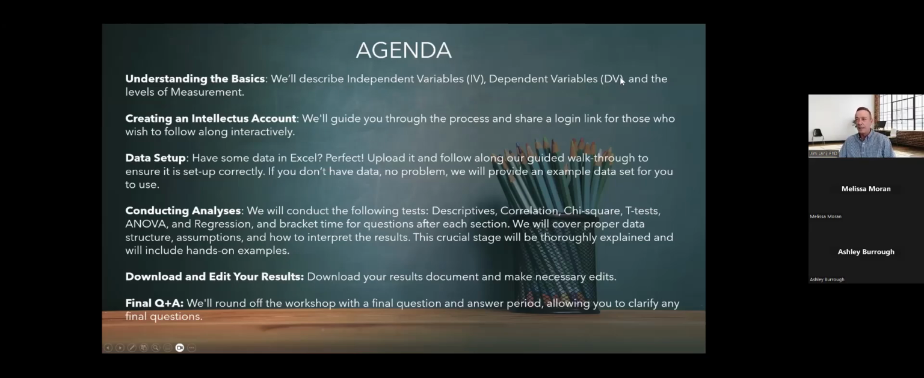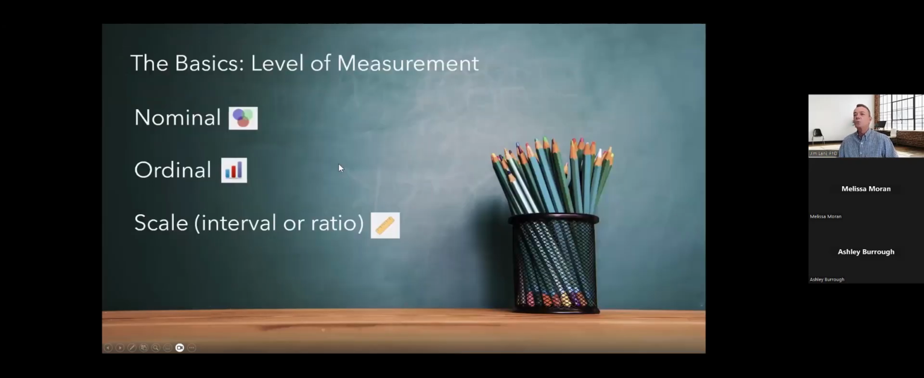We'll go over some of these basics: IV, DV, covariate, or independent variable, dependent variable, and levels of measurement. Create an account, getting your data in, analyses, download, and then we'll have time for Q&A. So there's basically 3 levels. All quantitative data has basically 3 levels of measurement.